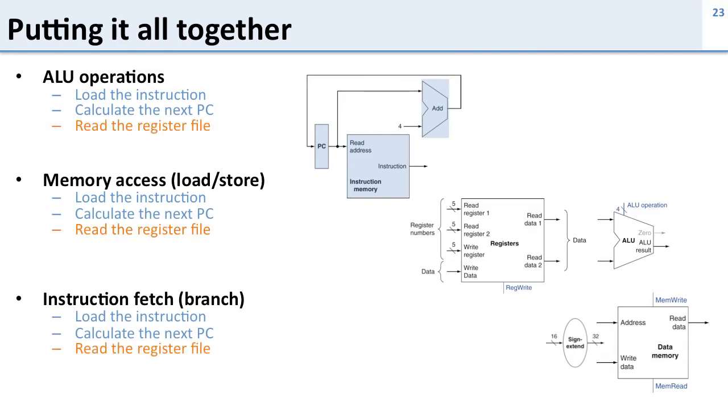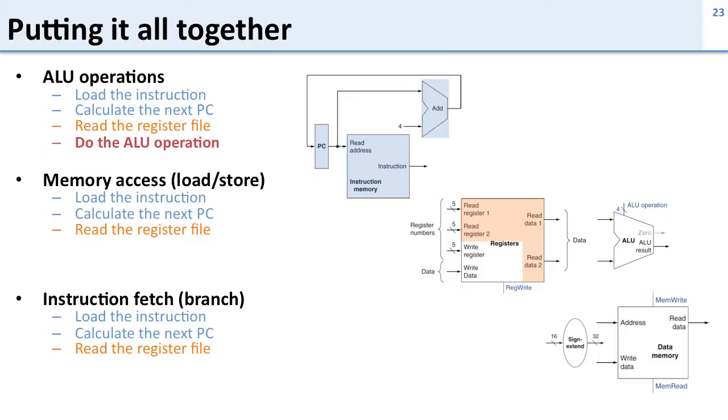Now all of these are also going to read the register file. So ALU operations read the register file to do their calculation, memory access reads the register file to find the address, and branch instructions read the register file to figure out if the two registers are equal or not equal. So all of these are going to read from the register file. But then they start doing different things.